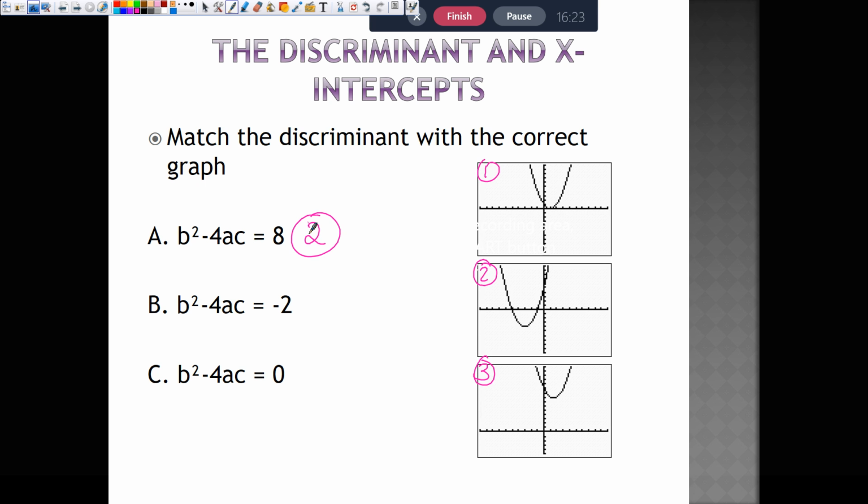Okay? Negative 2 means it's less than 0. So it means it has no solutions. So which graph has no solutions? 3. Next time, let's raise our hand. And then this one is equal to 0. So it means it has one solution. That means that my vertex is at the x-axis. So that would mean that my 1 is here. It means it has a double root. Okay?